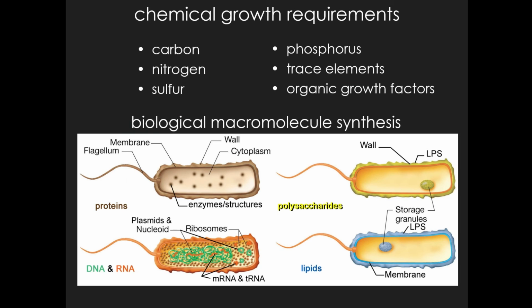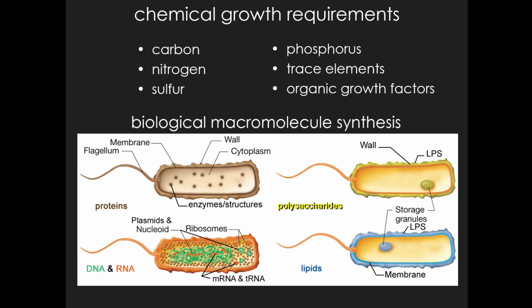And now we're going to switch our attention to chemical growth requirements. Cells typically have 6 chemical growth requirements. They require carbon, they require nitrogen, they require sulfur, and they require phosphorus. Carbon, of course, is the backbone of all of the biological macromolecules, proteins, polysaccharides, nucleic acids, and lipids. Nitrogen is found in nucleic acids and proteins. Sulfur is found in proteins. Phosphorus is found in nucleic acids. And so all cells require some form of carbon, nitrogen, sulfur, and phosphorus.